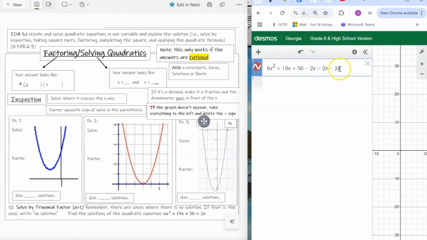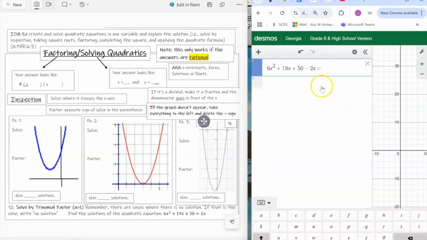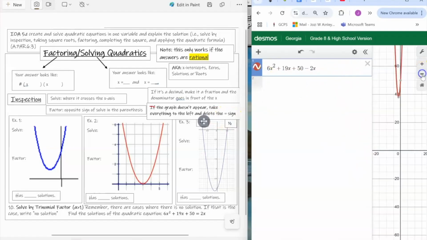Now, what is 2x minus 2x? 0. So that's why that disappears. And then it says, take everything to the left and delete the equal sign. Delete the equal sign. All right, so now there should be a graph, and boom, there it is. So my question to you is, how many solutions does this graph have? Is it 0 solutions, doesn't touch the x-axis? 1 solution touches 1 time. 2 solutions touches twice. This is the x-axis right here, so this has no solutions.